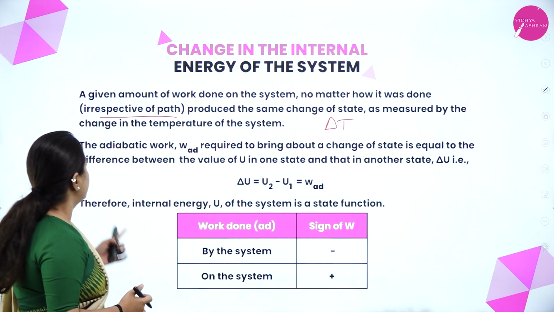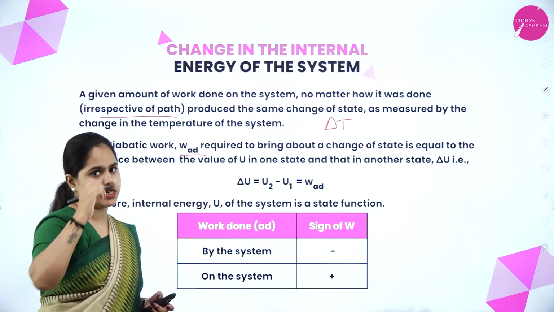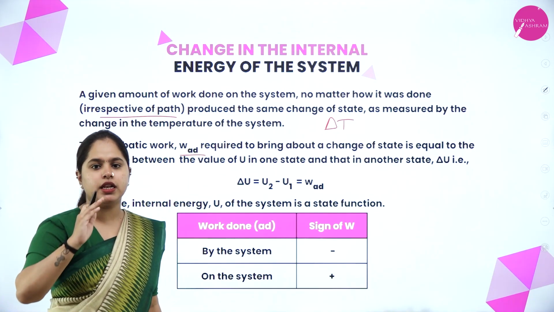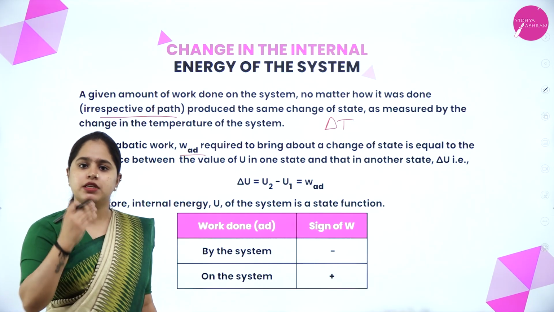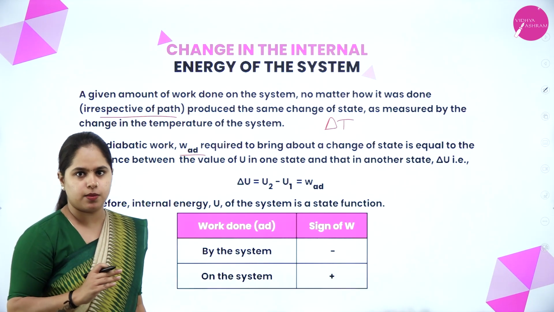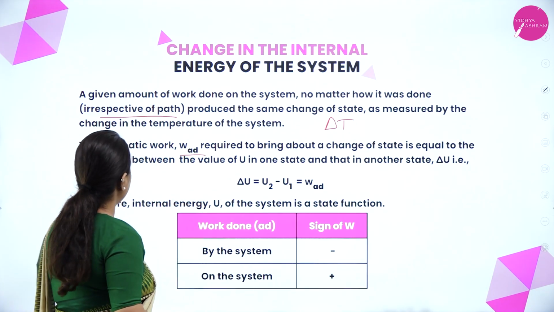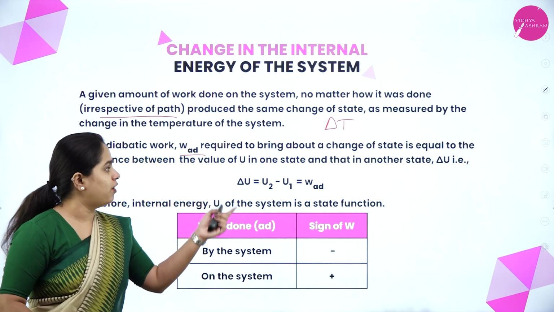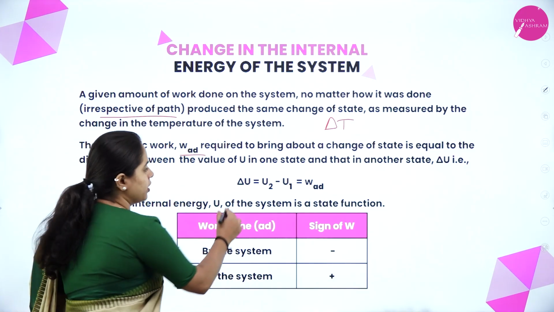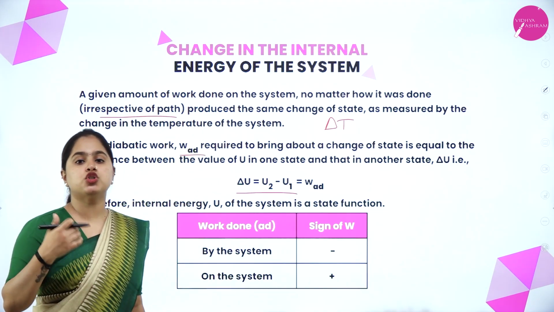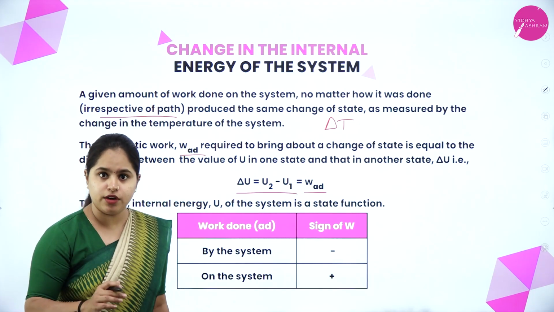The adiabatic work done, with the subscript AD for adiabatic, is required to bring about a change of state. In the beginning I told you we are considering this process as an adiabatic process, meaning there is no transfer of heat between the system and surroundings. It is equal to the difference between the value of U in one state and that in the other state. So we can write delta U equals U2 minus U1, which is equal to WAD. So we are doing work here.